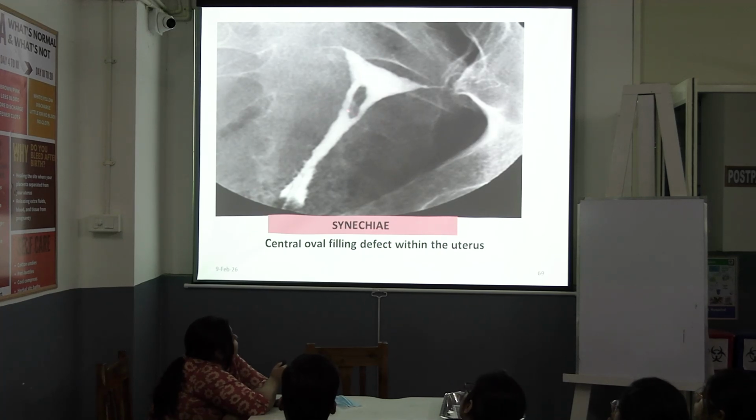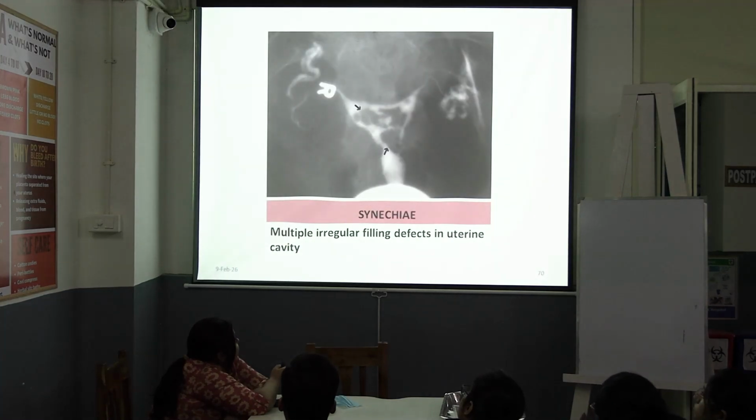There is intrauterine adhesion formation, as a result of which the dye cannot penetrate through this space, and there is some filling defect over it. The central oval filling defect often represents synechiae formation. See another, see multiple filling defects inside the uterine cavity.